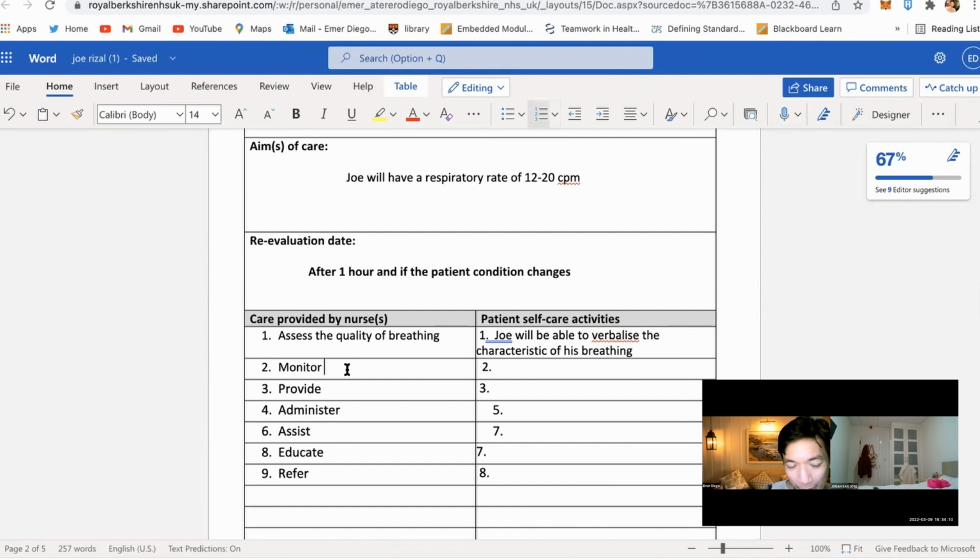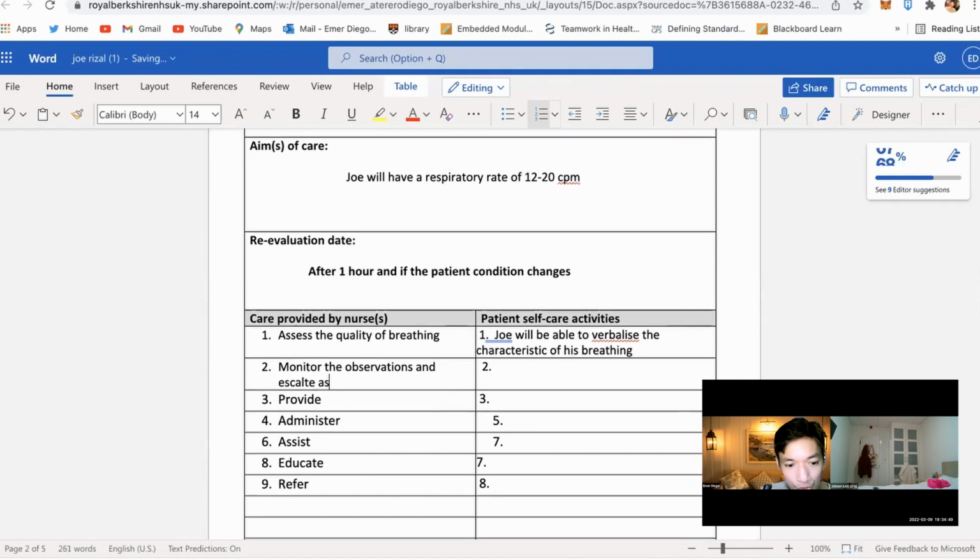Monitor. How about monitor? What else are we going to monitor? And so Maria said monitor his saturation using the pulse oximetry. But guys, remember when you're doing the NEWS chart, it's not just the respiratory rate. Remember, you need everything. Okay? Well done. So Dina said monitor TPR, blood pressure, all that. So just simply say monitor the observations, and similar to earlier in Escalate, as per NEWS policy.